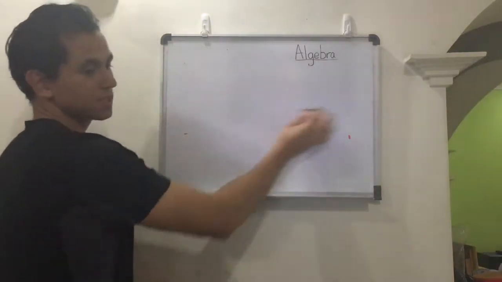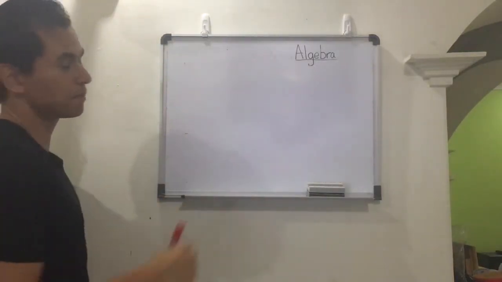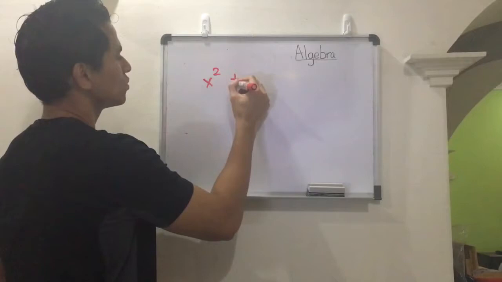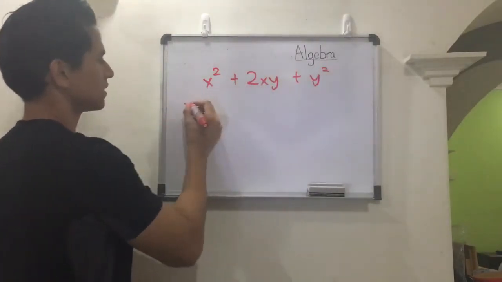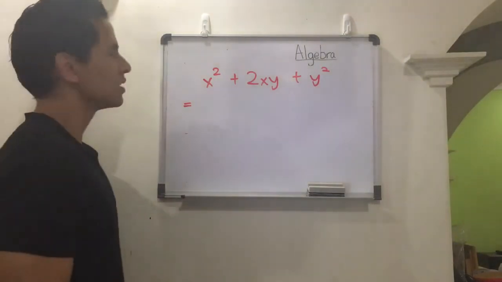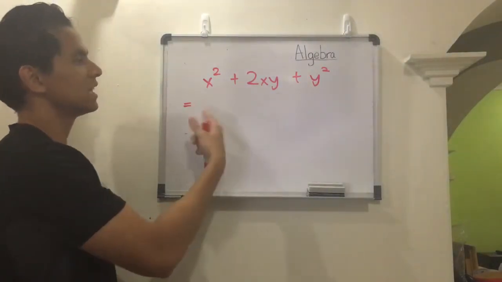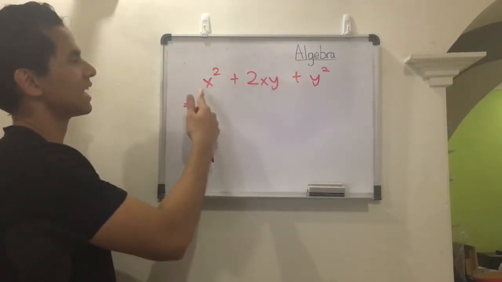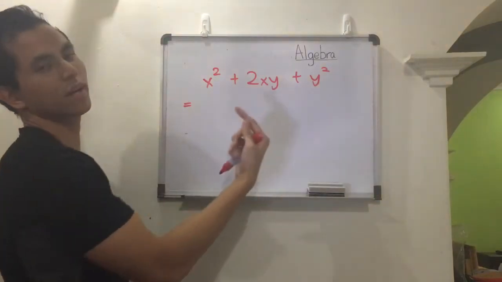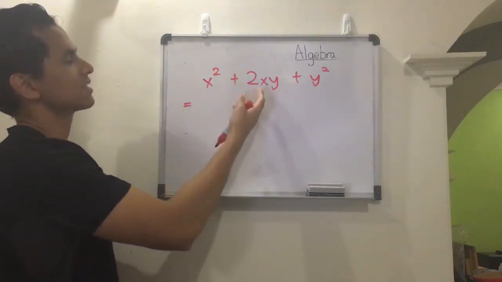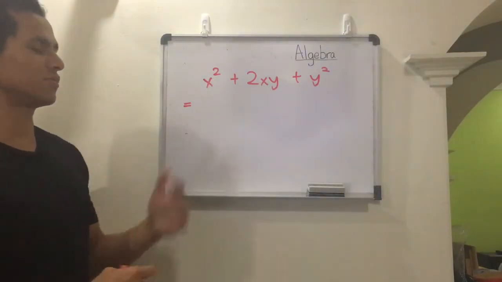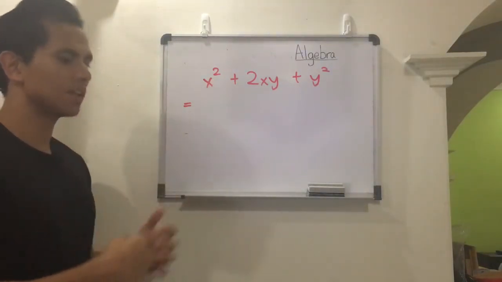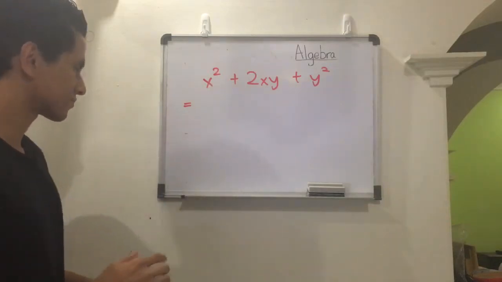In the first example, suppose we had x squared plus 2xy plus y squared. It's actually quite simple, because you can straight away see this is like a squared plus 2ab plus b squared. The a is just x and the b is just y. But suppose you aren't able to recognize this.